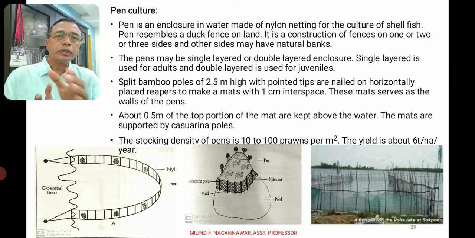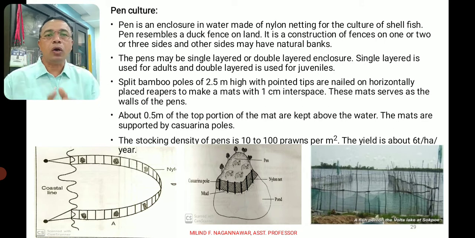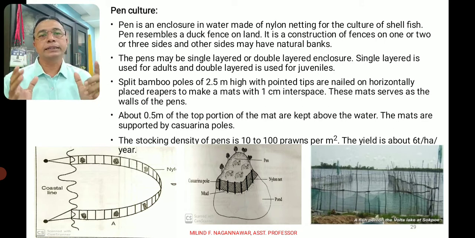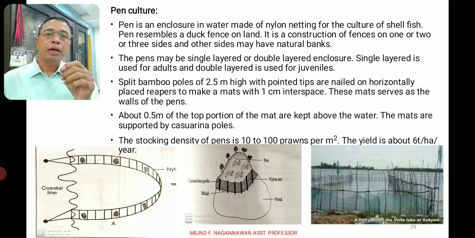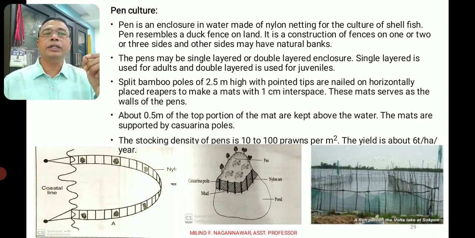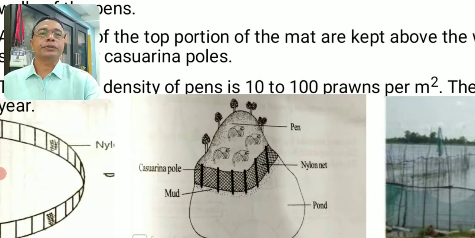Then the pens may be single layered or double layered. Single layer pen nets are used for the adults, whereas the double layered is used for the larvae. Then the split bamboo measuring about 2.5 meter height, with pointed tips, are nailed horizontally, placed in the reapers. Is it clear?